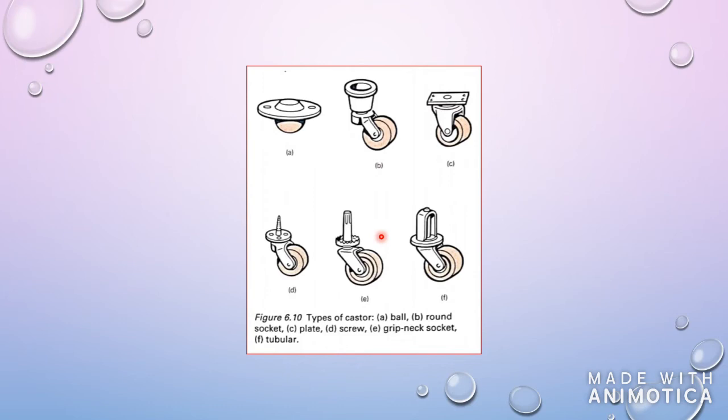Okay, so you have various types of casters, and they have different sizes, and you don't want to buy a caster that is too small and won't be able to withstand the weight of what it's holding up. Okay, so you want to get it to the right size.